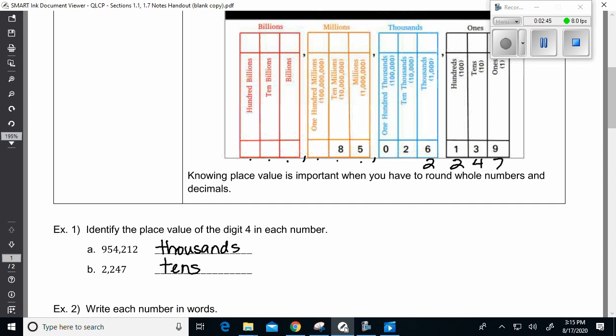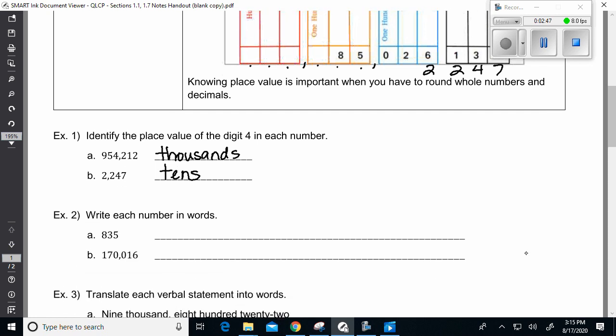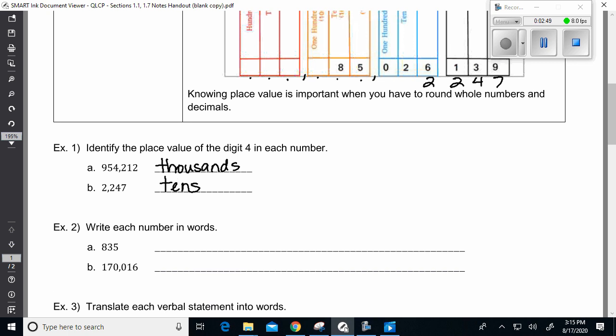Next up, writing each number in words. So writing each number in words, you write it out the same way as if we were saying it. So 835 means just that. 835. Straightforward.